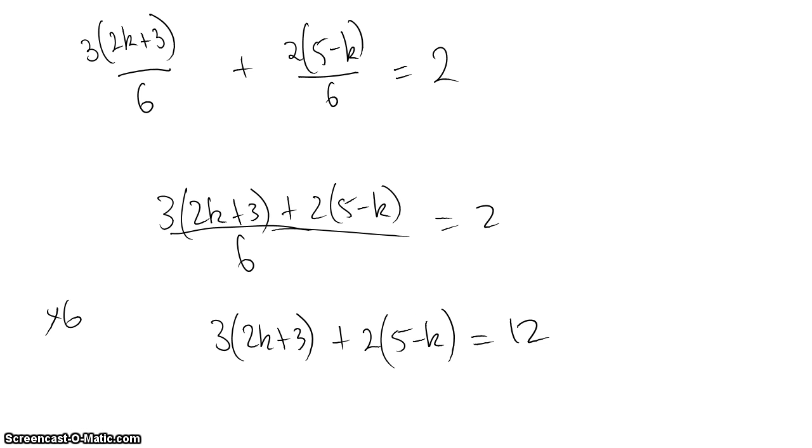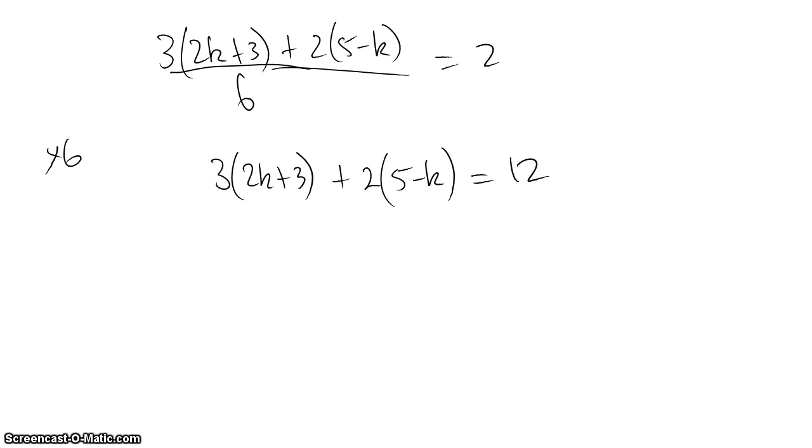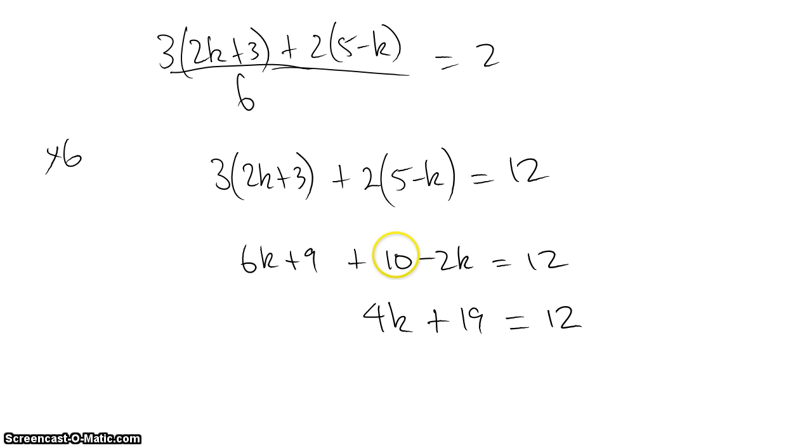Sorry about that, don't know what happened, but I'm back on the screen. So I'm going to solve this now. I'm going to expand this quickly. So I get 6k plus 9 plus 10 minus 2k equals 12. Add the k's together and I get 4k. Add the numbers together, plus 19 equals 12.